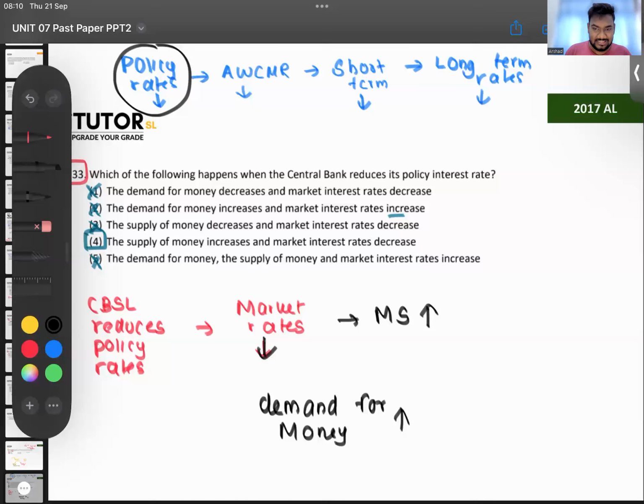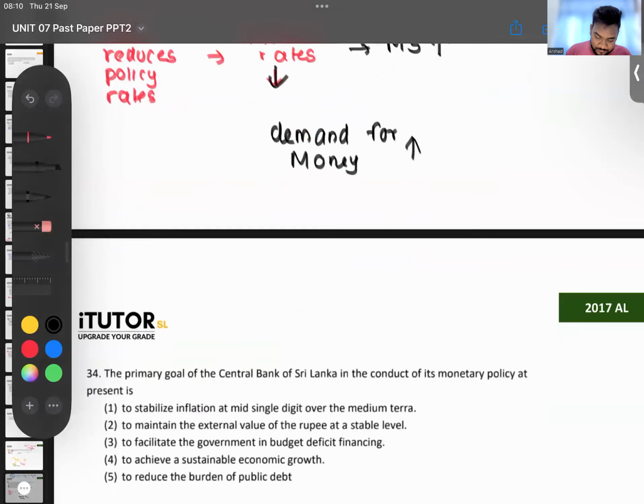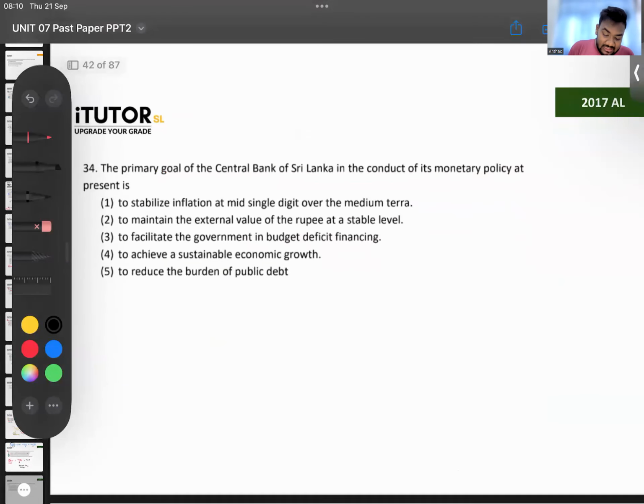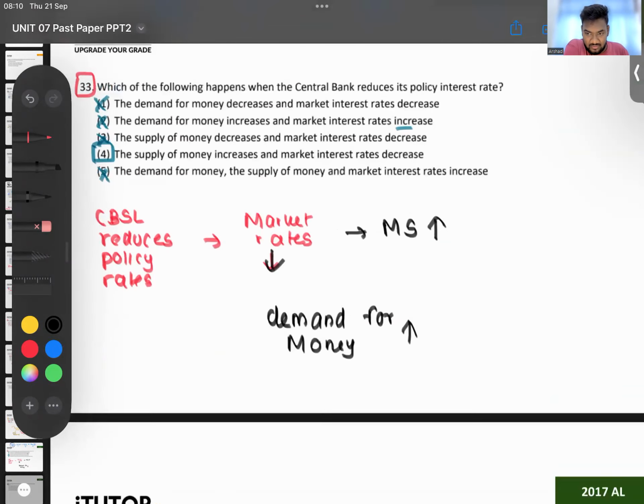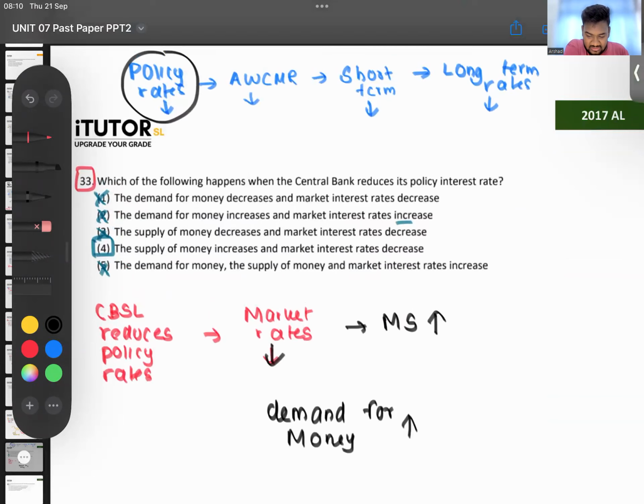Okay, that's 33. Then we'll go into 34. Okay, this is very easy, guys. The primary goal of central bank in the conduct of monetary policy at present is, it's still the same. What is their main goal because of the monetary policy, guys? Past paper says... Can someone check, guys? What does the past paper answer say?